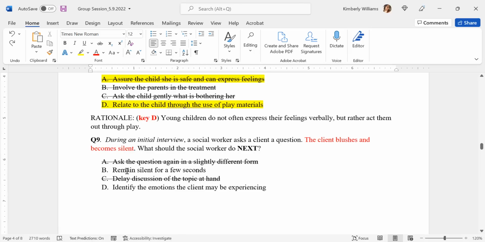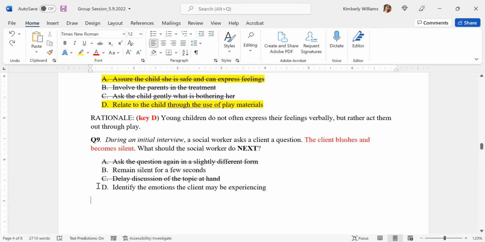So let's do that. So we're in an initial interview, so we're engaging in our assessment. We asked the client a question, the client started blushing and got silent. So the next thing that we should do, because it's asking what should the social worker do next, after you ask this client a question and the client blushed and became silent, what will you do? Will you remain silent for a few seconds, or will you identify the emotions the client may be experiencing? Yes. Because I feel like it's engaging with the client. Which one is engaging? D.